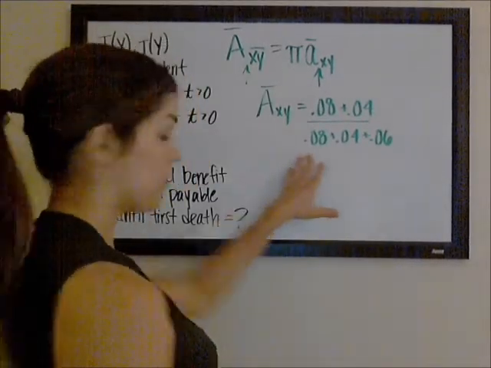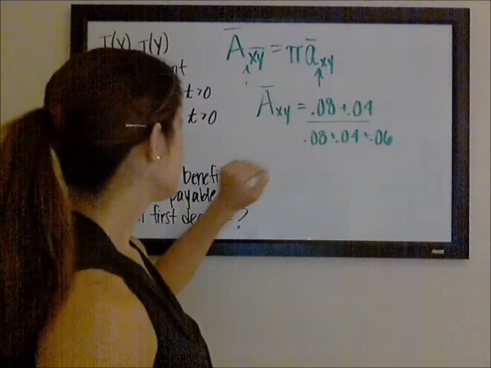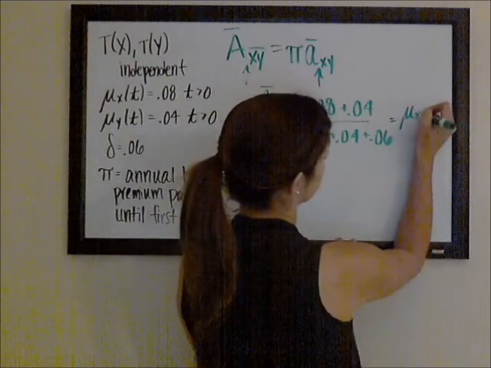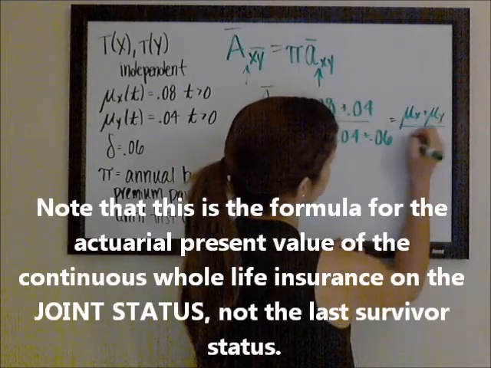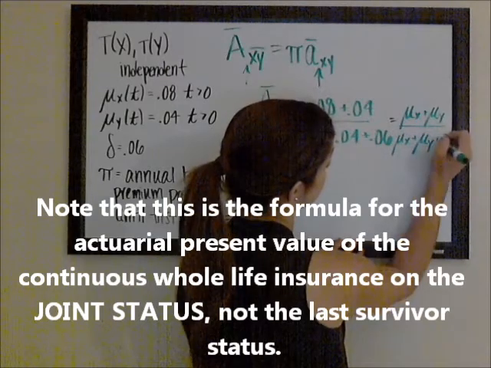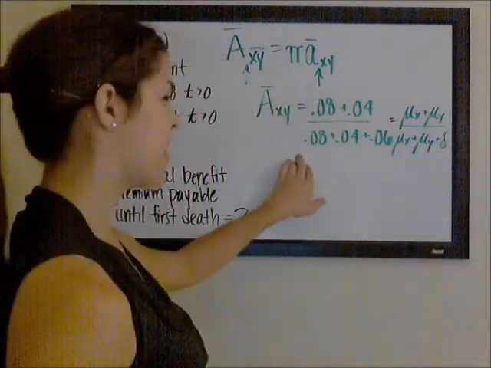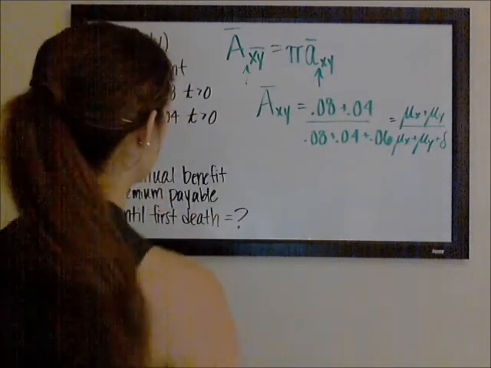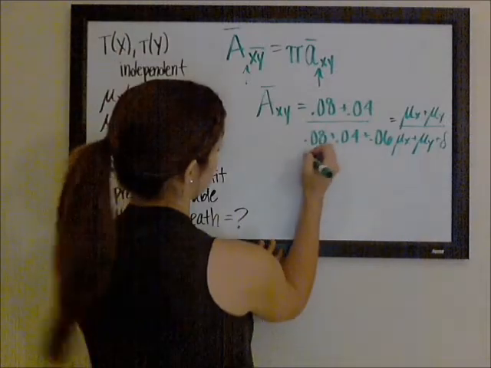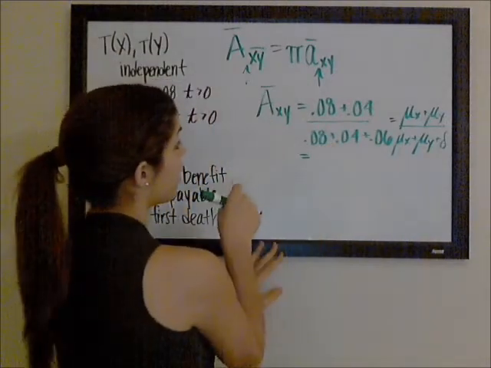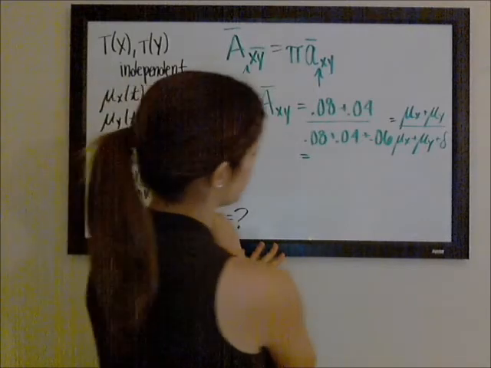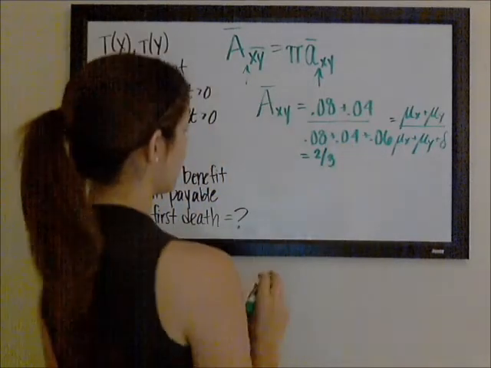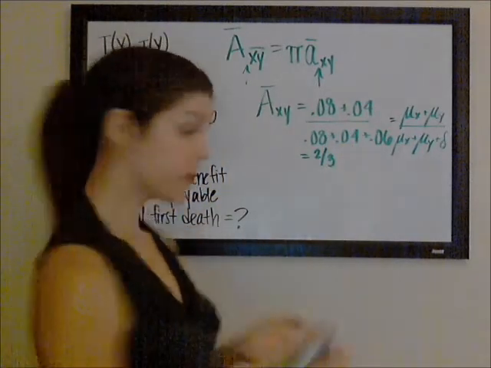You should be able to work this out from first principles and see that this actuarial present value will always simplify down to this. And I may do a video on that as well to show why that works in case you're having trouble proving that for yourself. But for now, we know that this is true, so the actuarial present value on our joint status is going to be 12 over 18, so 2/3.